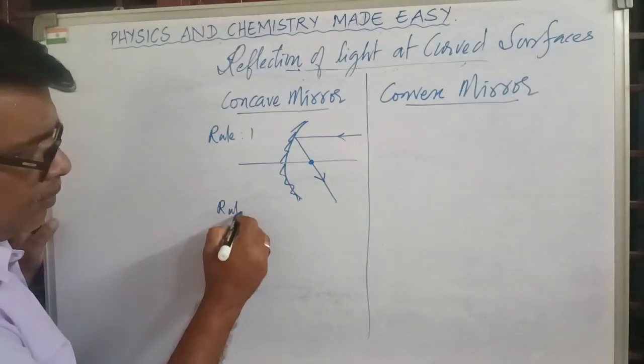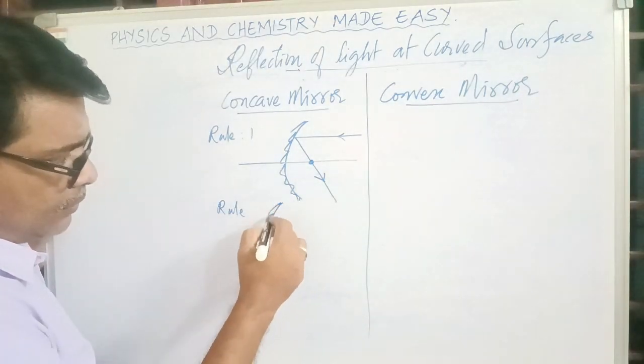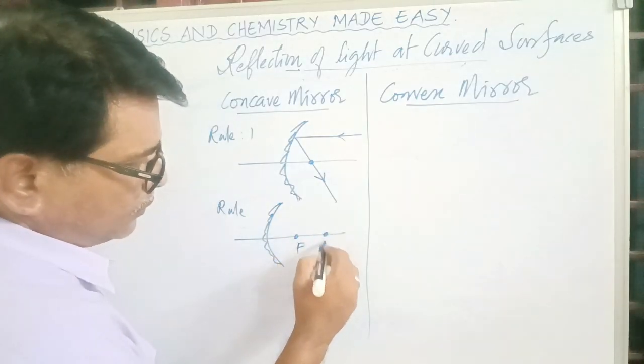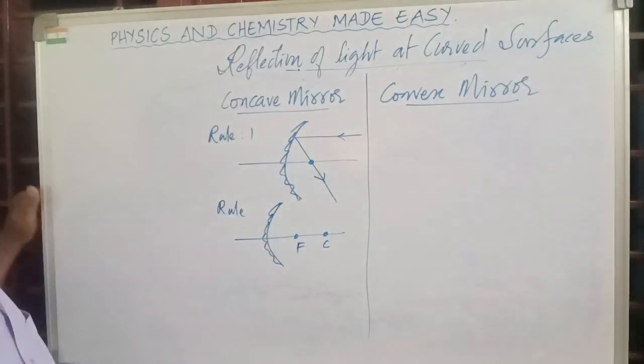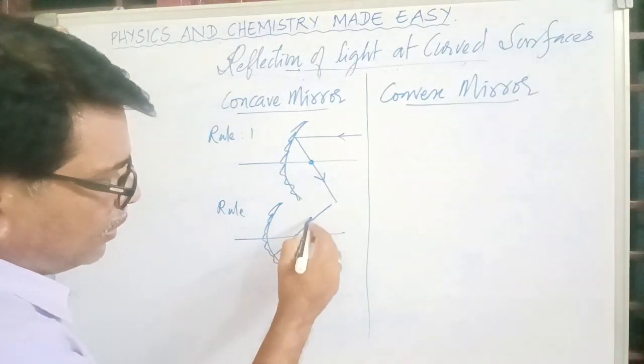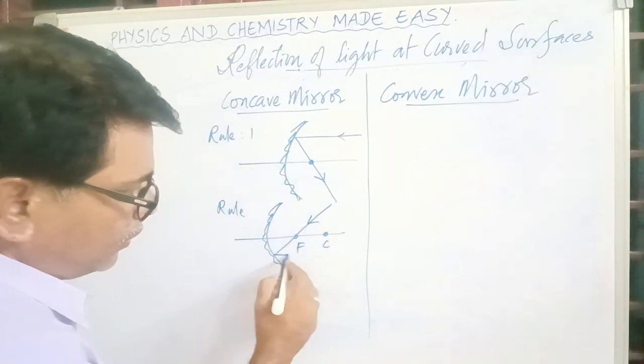Rule 2, when you speak about, as I said, it is a concave mirror. This is the focal point and this is the point of curvature. The second point is what? Light which is passing through the focal point, it goes parallel.